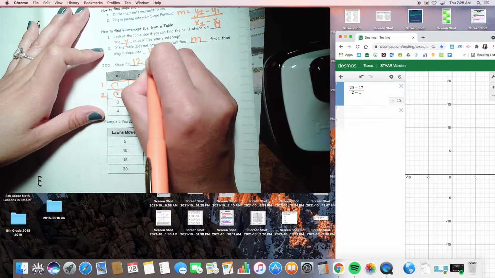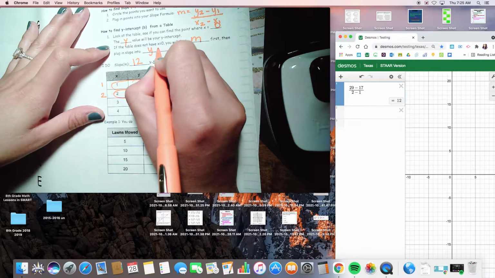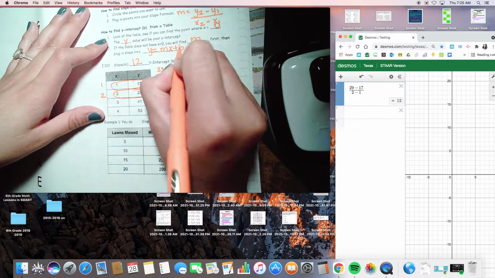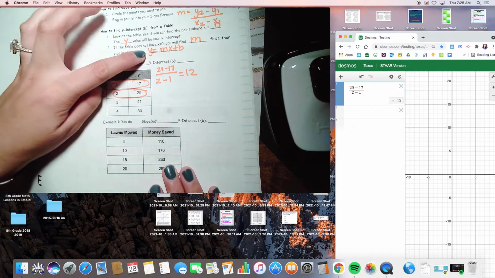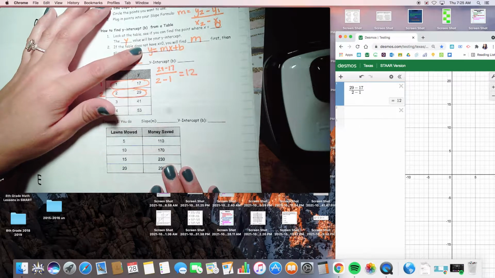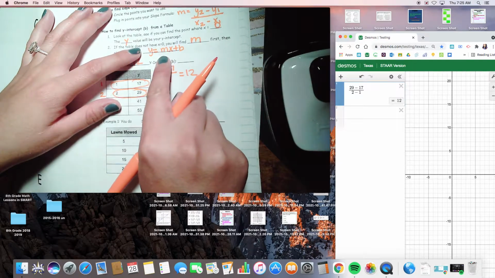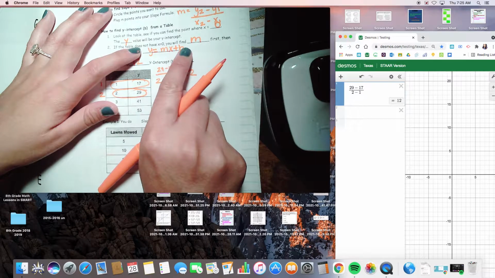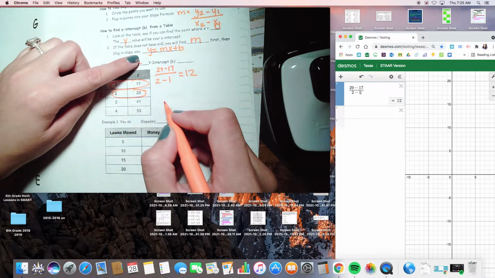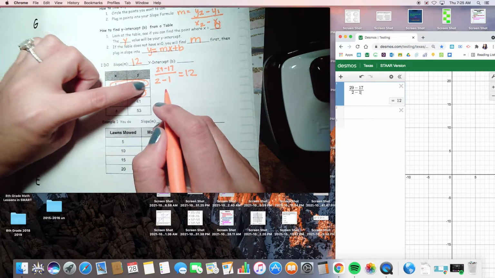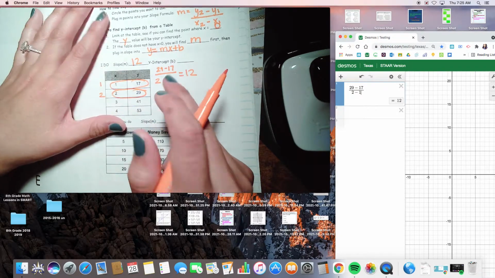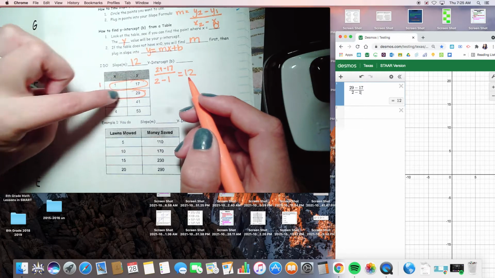If the table does not have x equals 0, you will find m first, then plug the slope into your slope-intercept form, which is y equals mx plus b. This is just a standard formula that we will be using a lot, so get familiar with it. And so we're going to go ahead and use this to find what our y-intercept is. So I'm going to use a point anywhere here to find my y-intercept. So I'm going to use 1 and 17.